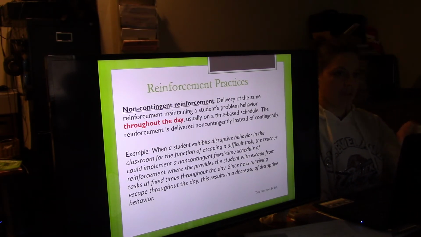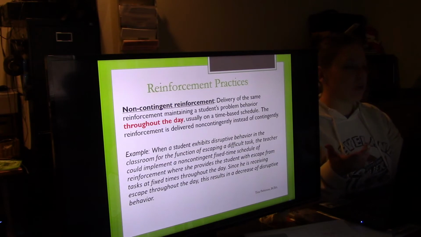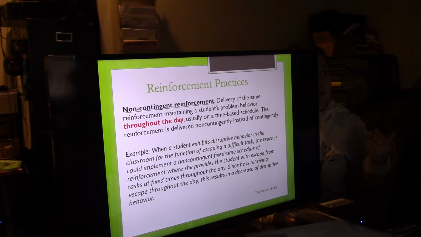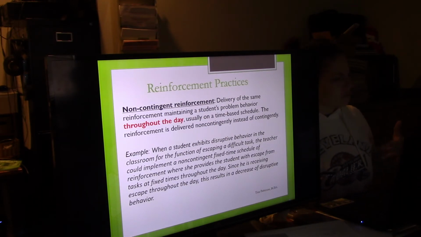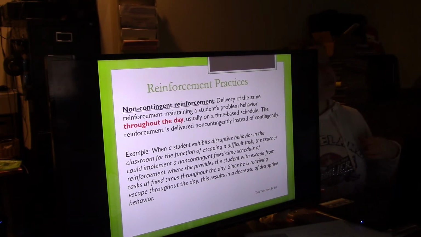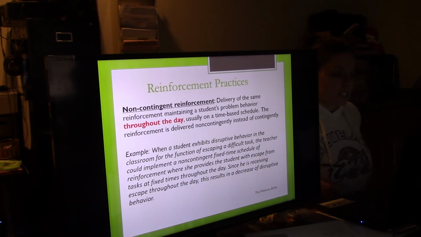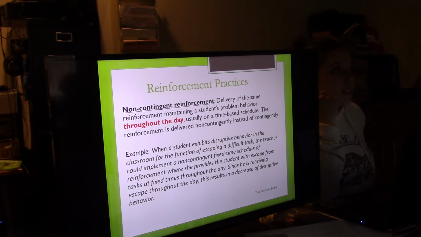It could be they've earned 3 out of their 5 tokens, and then maybe we'll take a break. We'll go for a walk. They're escaping their work. Or, you want to go get a drink? Anything that is giving them a break from their work before they even have their whole token board. So it's giving them what their function is. If you know that at about 3 smiley faces, their behavior typically starts to increase because it's been too long, give him a break.